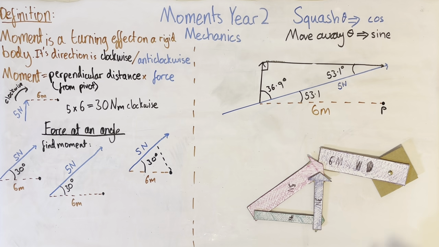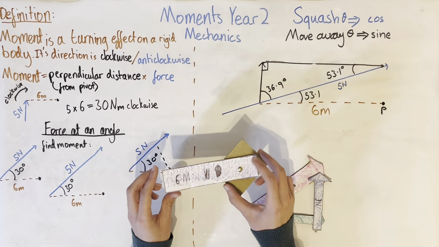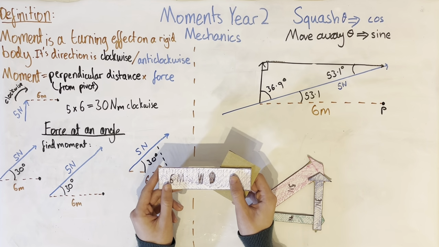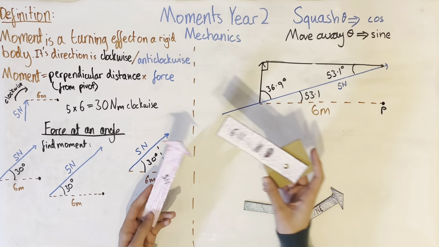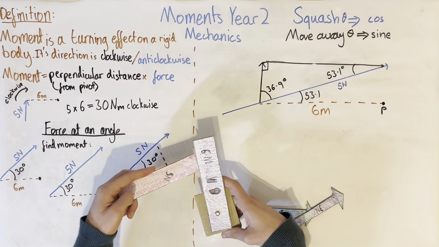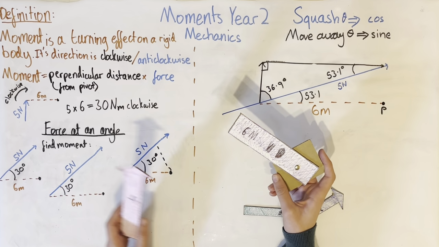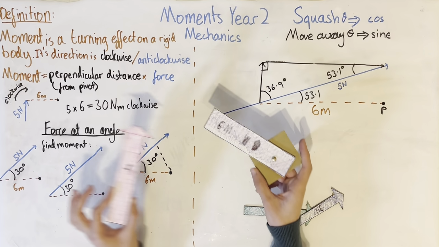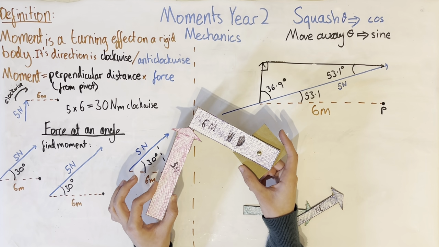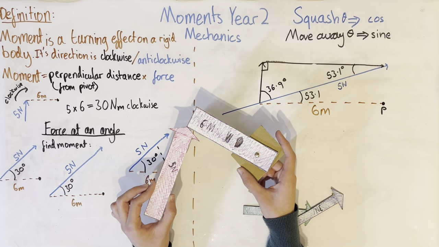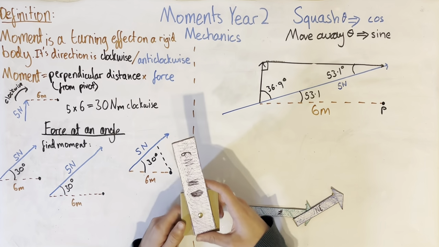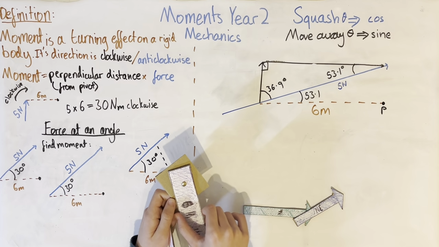The way we can think about it is that imagine we have our body, our rigid body, connected to a pivot. If we apply a force of 5 newtons, it is going to turn like this. Okay, we can see that. So if we have a force of 5 newtons 6 meters away from the pivot, that's going to produce a moment of 30 newton meters clockwise, as we're turning it in this direction, and that is clockwise.